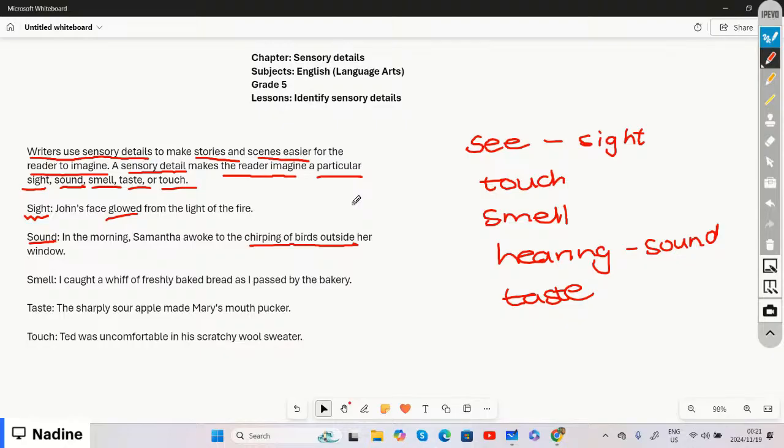The next one is smell. It says, I caught a whiff of freshly baked bread as I passed the bakery, especially in the morning when they are baking the breads, they are baking the rolls. So, whenever you walk past a bakery, you will get that freshly baked bread smell that will basically lock you in.